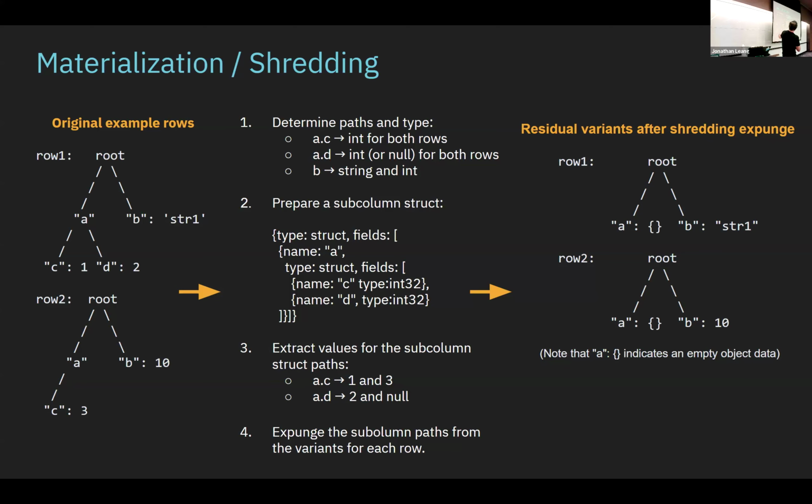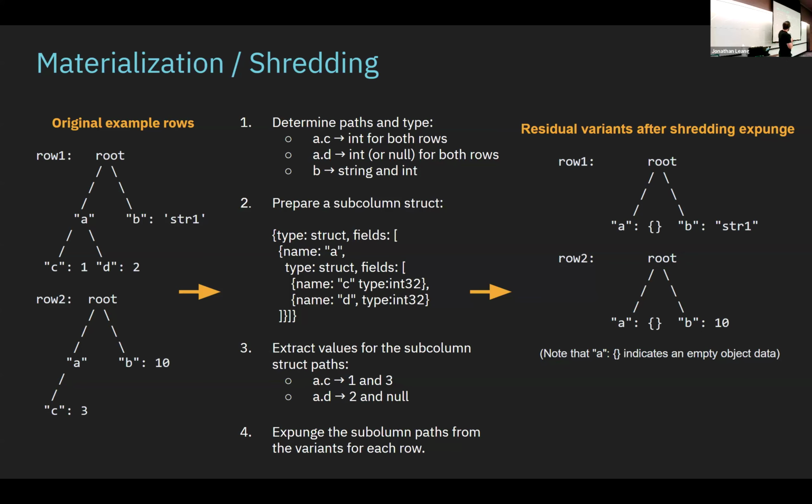Then for those cases where you want to shred it out or subcolumnarize it out, you prepare a struct that captures that: an A that has a struct within it with a C that is an integer and a D that's an integer. Then you take a second scan through the data and pull all those values out into their separate subcolumn structs. So A.C would be 1 and 3, and A.D would be 2 and null.